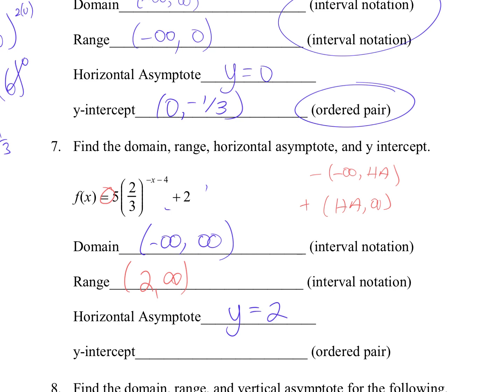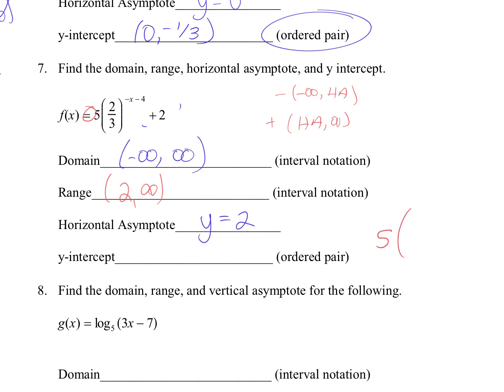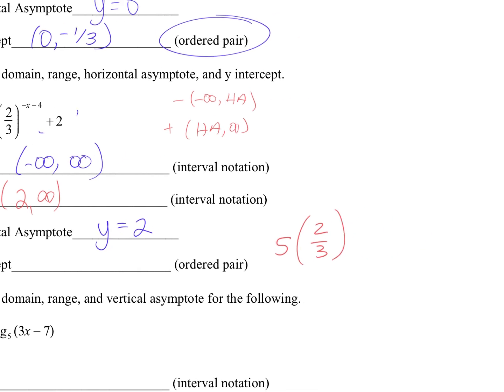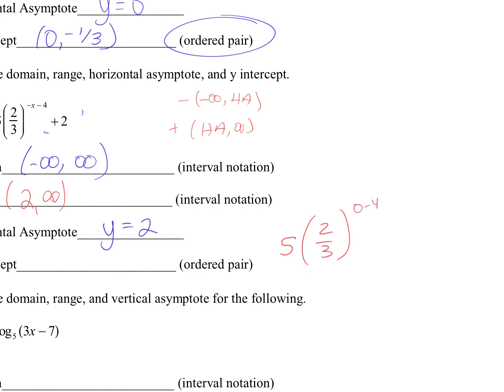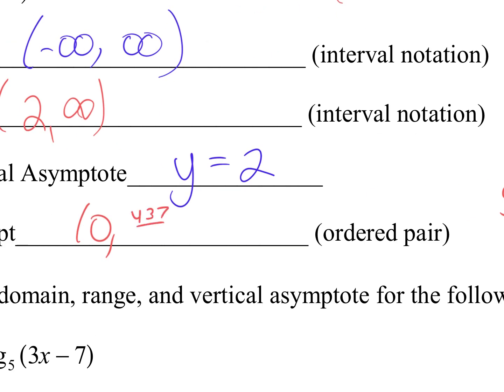And then the y-intercept. This one's not as easy to do as the last one was, so just plug it in your calculator. Show me what you're doing. 2 over 3, and then you have 0 minus 4 in the exponent plus 2. So when you plugged in 0 for x, what did you get out for y? 437 over 16. Yep. So 2 divided by 3, and I raise that to the negative 4 power, and then I'm adding 2 to it. My calculator tells me 437 over 16.